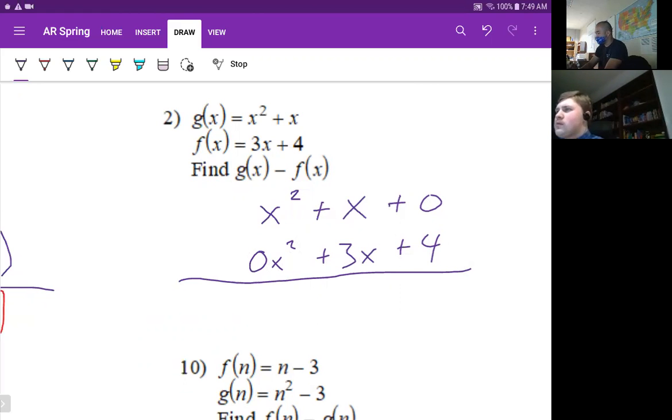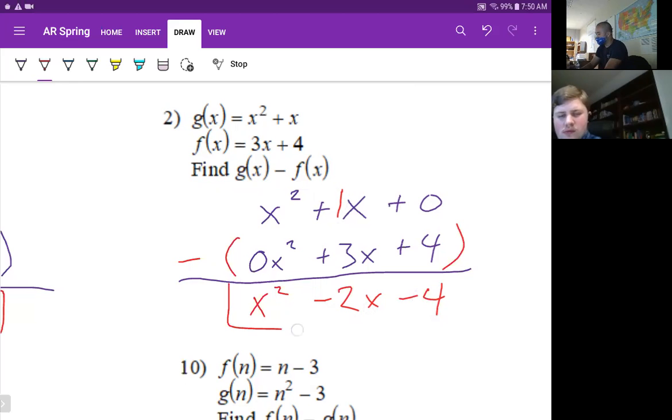Okay, so this time you're subtracting. So y'all look at this. This is what makes it different. So when you're subtracting, it's x squared minus 0. That stays the same right here. If negatives mess you up, definitely use the calculator for this. So it's going to be 1 minus 3. So 1 minus 3, positive 1 minus positive 3 is negative 2x. And then 0 minus positive 4 is going to be negative 4. So this is the answer to this one.